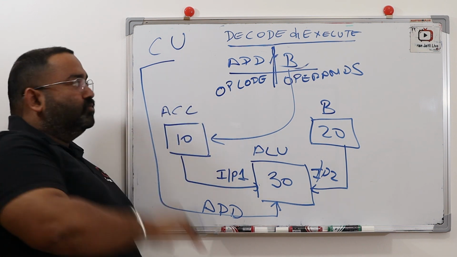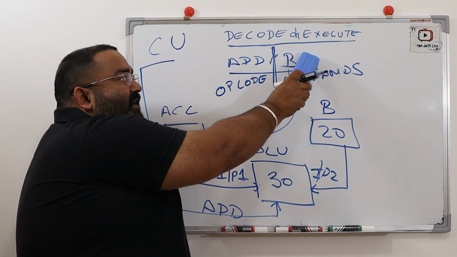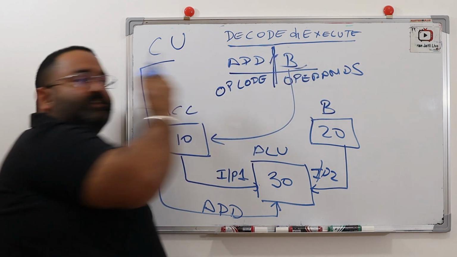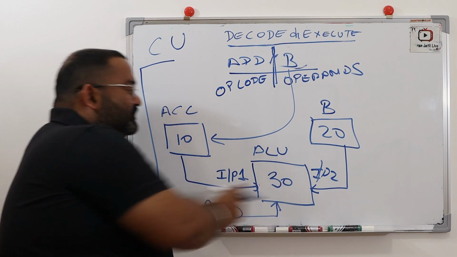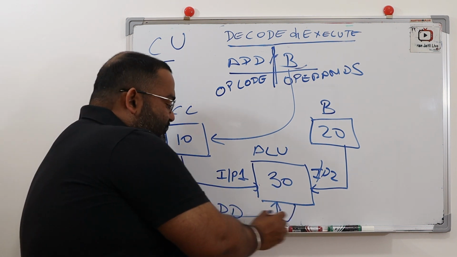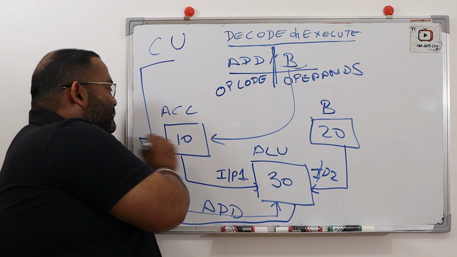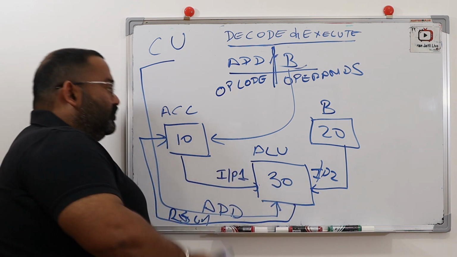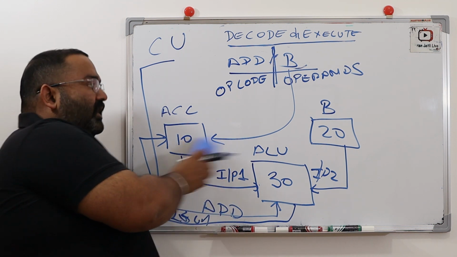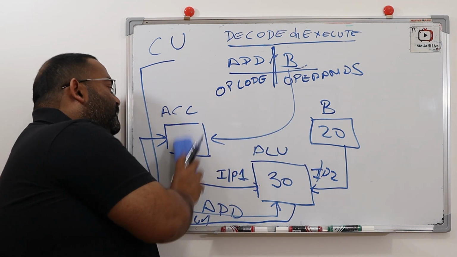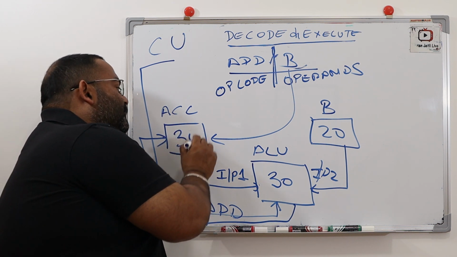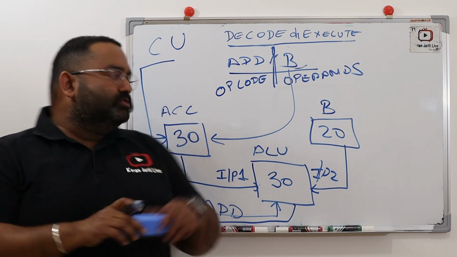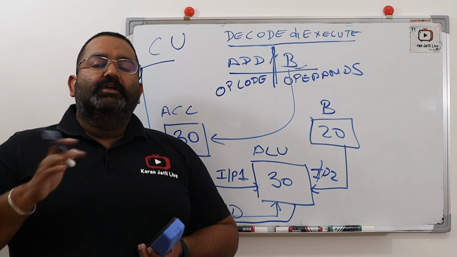Now what does it have to do? It needs to add the content of register B to the accumulator and store the result in the accumulator. Now this is the result. Again it generates another signal which sends the result back to the accumulator. So earlier the accumulator was 10. After adding 20 to it, it becomes 30.